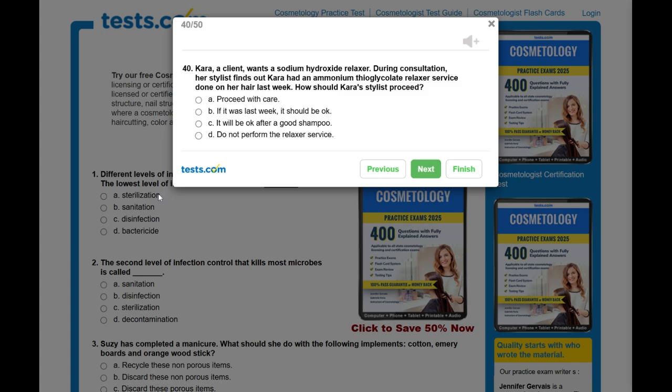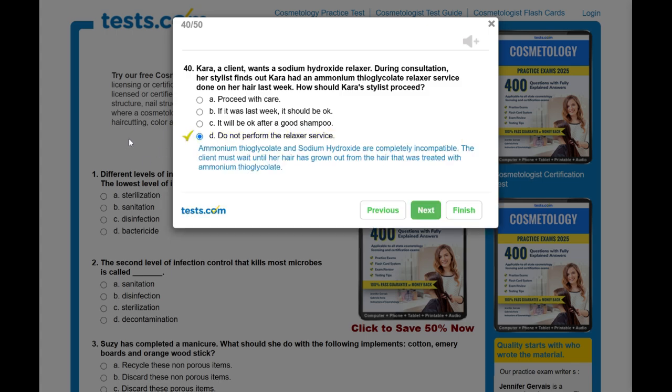Question 40. Kara, a client, wants a sodium hydroxide relaxer. During consultation, her stylist finds out that Kara had an ammonium thioglycolate relaxer service done on her hair last week. How should Kara's stylist proceed? A. Proceed with care. B. If it was last week, it should be okay. C. It will be okay after a good shampoo. D. Do not perform the relaxer service. Ammonium thioglycolate and sodium hydroxide are completely incompatible. The client must wait until her hair has grown out from the hair that was treated with ammonium thioglycolate.